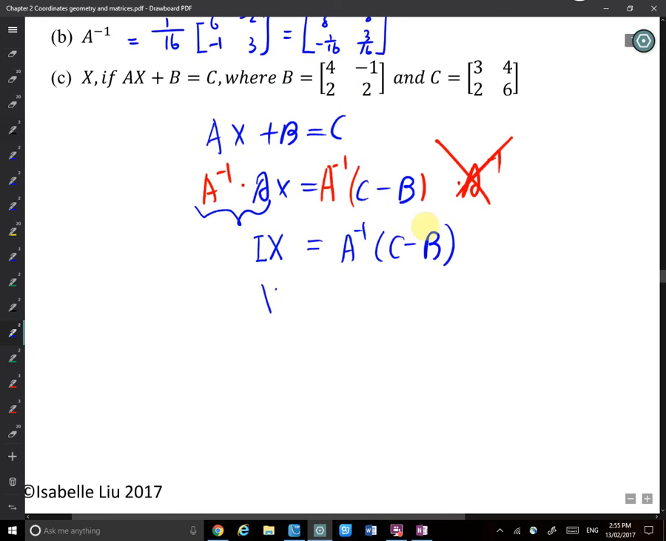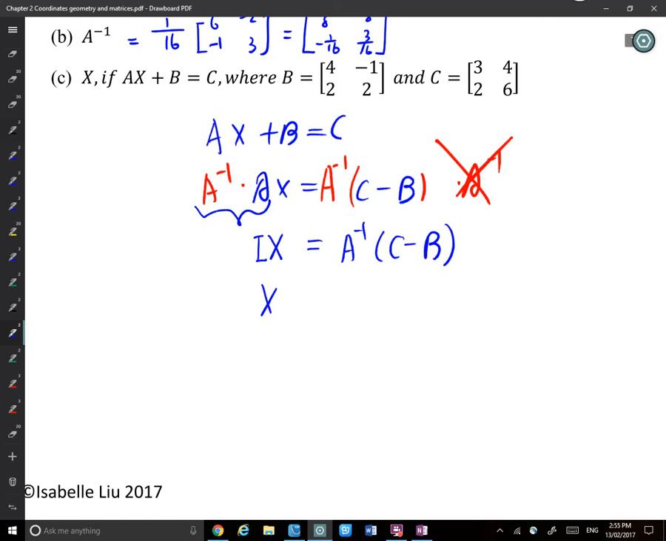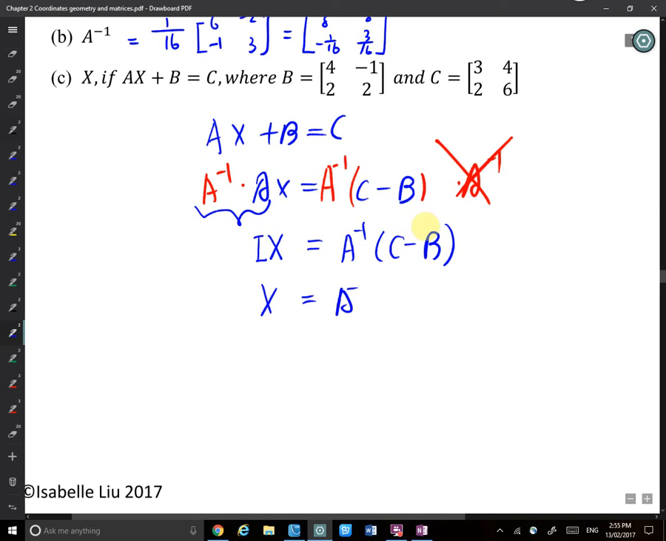So identity matrix times X will still be X. Identity matrix times any matrix will still be that matrix, like 1 times any number will still be that number. So A inverse will be C minus B; A inverse times C minus B.